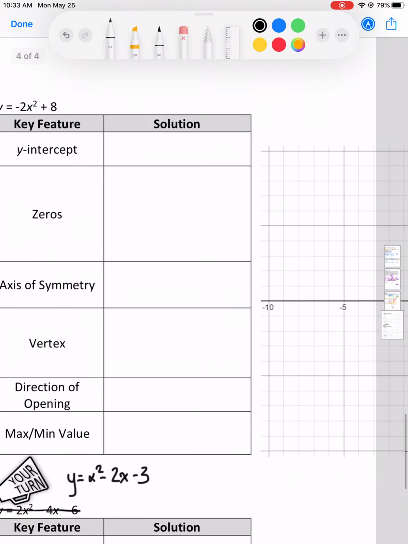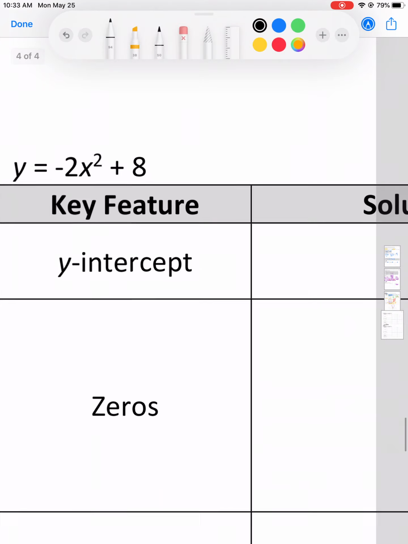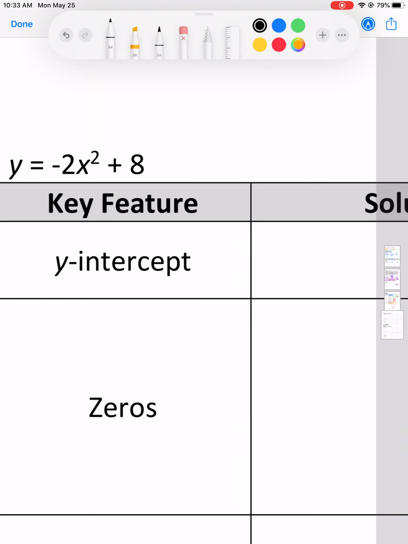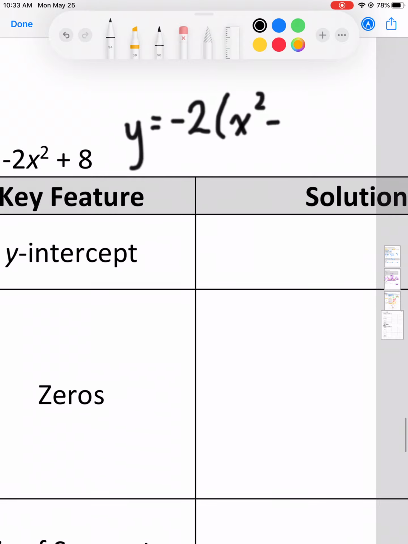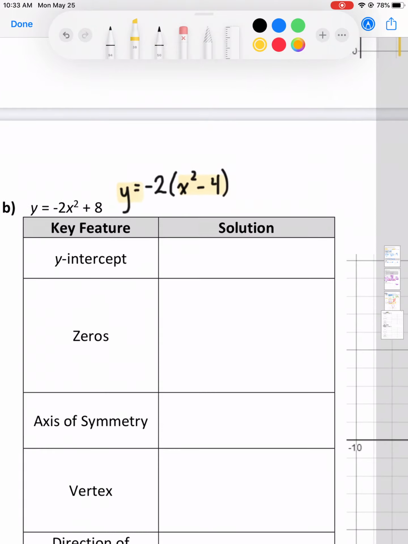Okay. So for this one, again, I have to common factor first. So it's actually going to be y is equal to -2 x squared minus 4. So I'm actually going to do this one. And then when it comes to all the work that we're doing, it's going to be y is equal to this. I'm going to essentially ignore that -2.